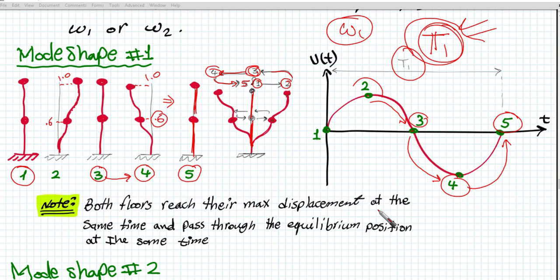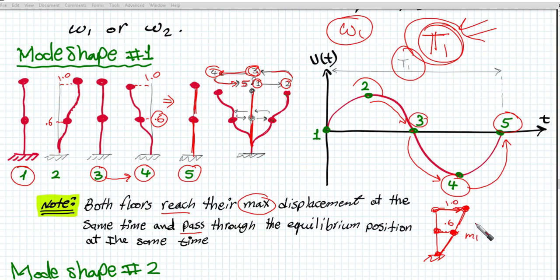Okay. An important note here is both floors reach their maximum displacement at the same time and pass through the equilibrium position at the same time. This means what? These are the masses here. They are going to reach here and here in the same time. This is 1, for example, this is 0.6, right? But this would be faster than this to reach at the same time as the other mass.